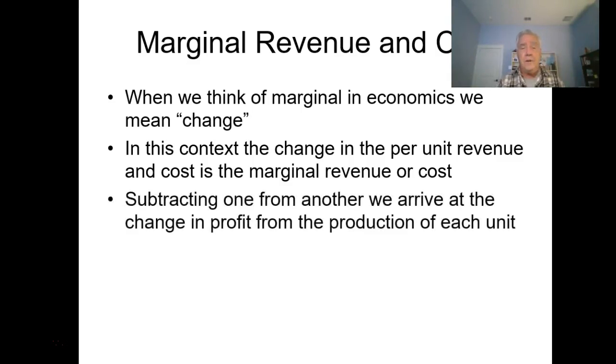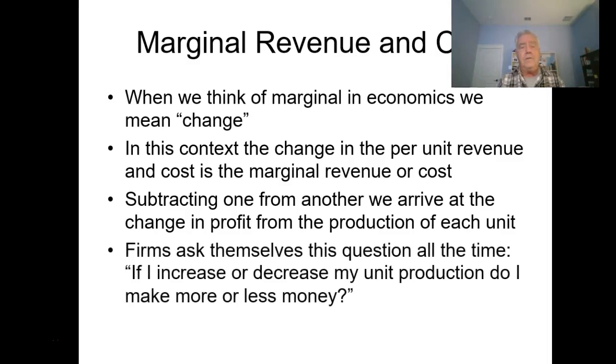So subtracting one from the other, we arrive at a change in profit from the production of each unit. Again, we covered that with that profit and loss statement that I put together. We subtracted the product cost from the revenue. We subtracted the fixed and variable costs from the revenue, and then we calculated those on a per unit basis.